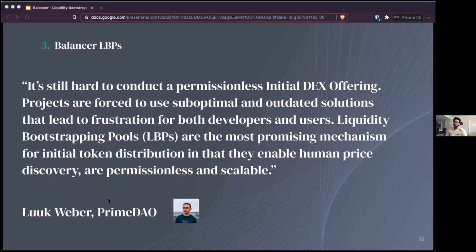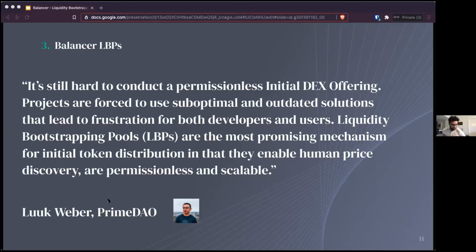So first is Luke from PrimeDAO. He said, it's still hard to conduct a permissionless IDO. Projects are forced to use suboptimal and outdated solutions that lead to frustration for both developers and users. Liquidity bootstrapping tools are the most popular initial distribution in that they enable human price discovery, are permissionless, and scalable.